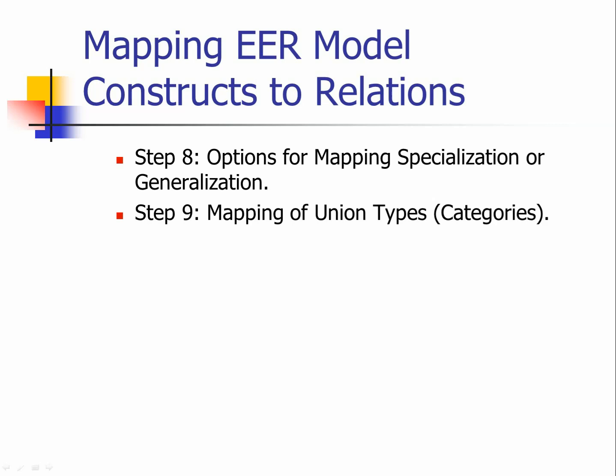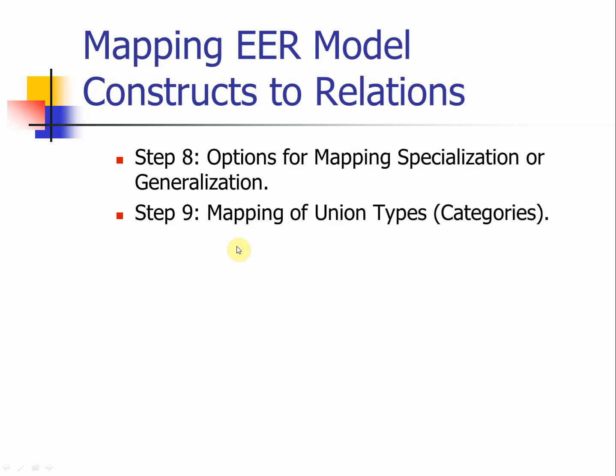The last two steps in this chapter are about converting the EER diagram into the relational schema diagram. Step number 8 corresponds to superclass and subclass. Step number 9 is about the union. Let's take a look at this.